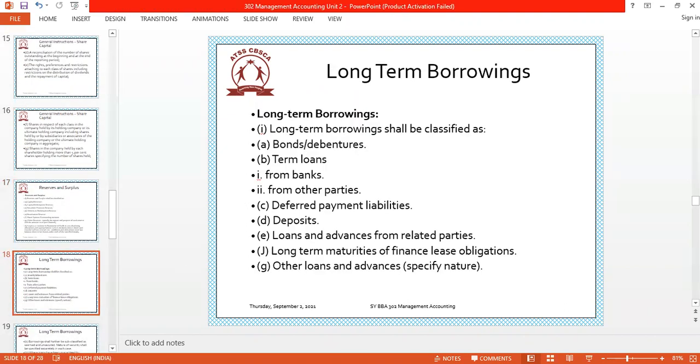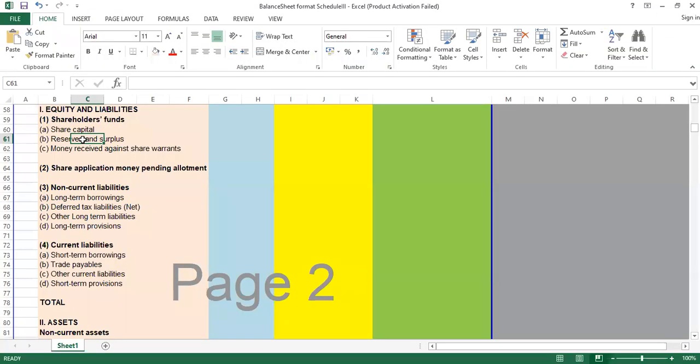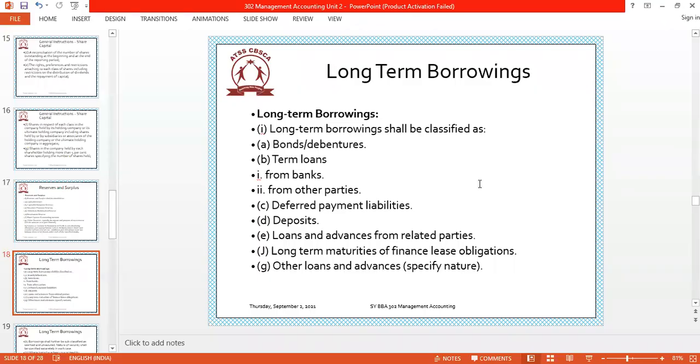Then we have long-term borrowings. Now we have finished with share capital, reserves and surplus, and now we're going to long-term borrowings. Now what is long-term borrowings? May I request someone to read, please? Please read.